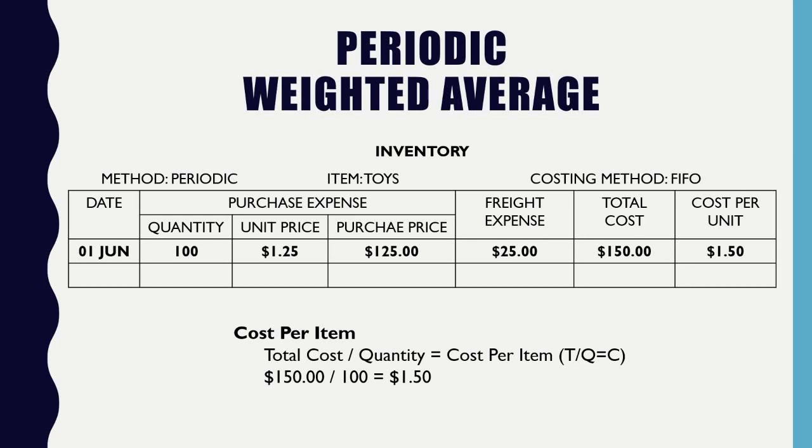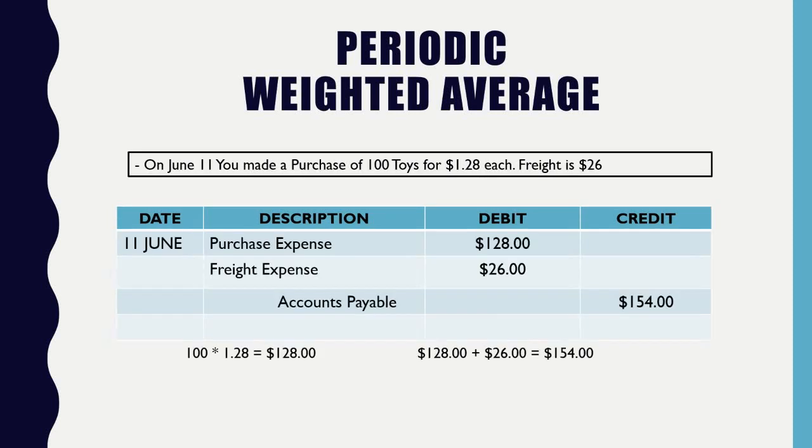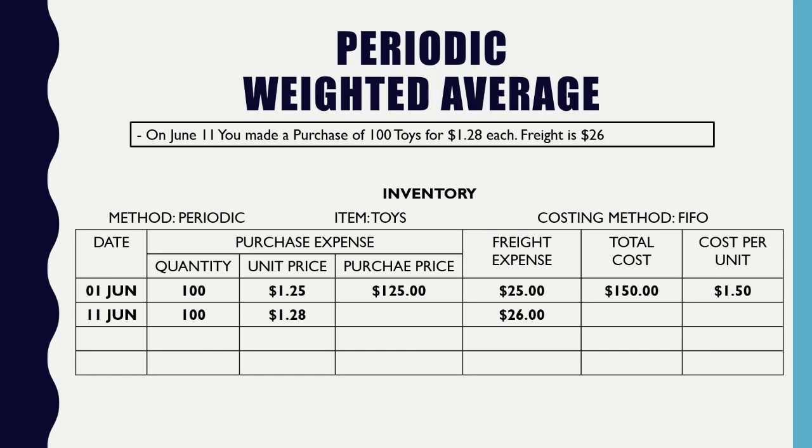Okay? So then the next couple days later, on June 11th, you end up purchasing another 100 toys at $1.28 with the freight of $26. Okay? So you're going to plug this number in here, right? You got the 100 at $1.28, and we're going to do the same thing. We're going to solve for the purchase price of $1.28 plus $26 is going to give me a total of $154, okay? Now, if I solve for my cost per item here, right, that's going to give me $1.54.